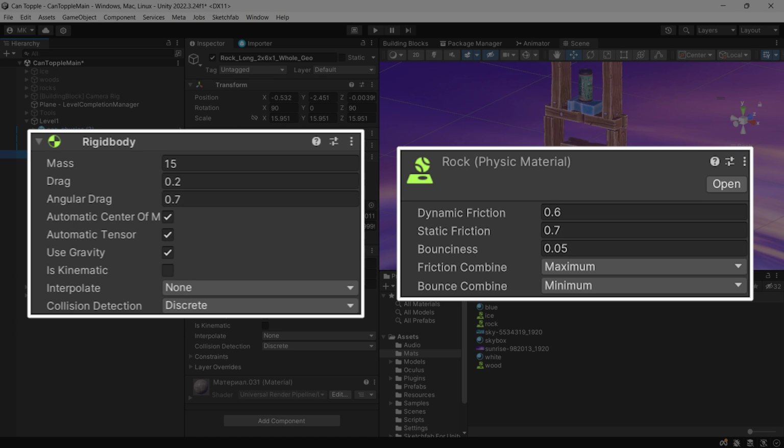Collision detection, we need to keep it discrete. Interpolation, we don't need to require. The constraint and the layer overrides both are set as default, whatever the values are. And the physics material, which is the rock, it has a dynamic friction of 0.6 and a static friction of 0.7. Bounciness of 0.05 because the rock is not bouncy that much. Friction combine is maximum, and bounce combine is minimum.